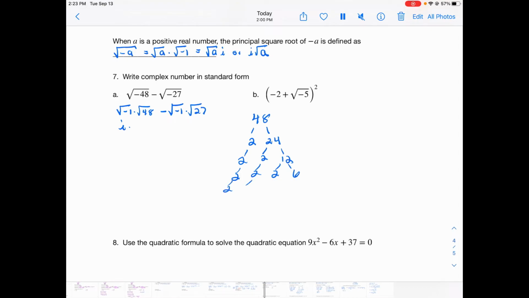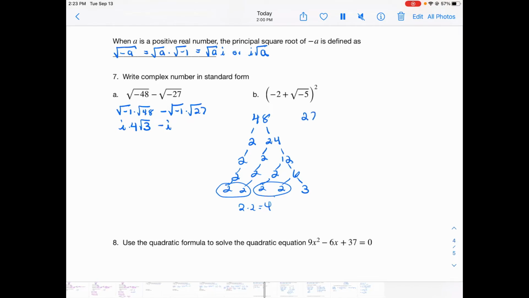On the factor tree, I'm getting down to prime numbers and then finding all pairs. So I have 2 pairs of 2, so that means 2 times 2 comes out, which is 4. And I have a leftover 3 that stays underneath the radical. I'm going to do the same thing with the square root of 27. So I know 27 is 3 times 9, and 9 is 3 times 3. So I have a pair of 3s and a leftover 3, so that becomes 3 times the square root of 3.